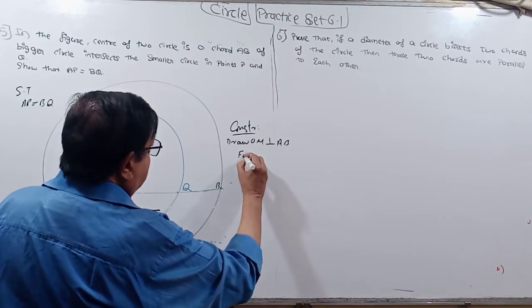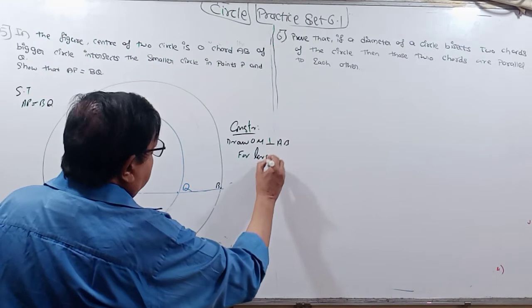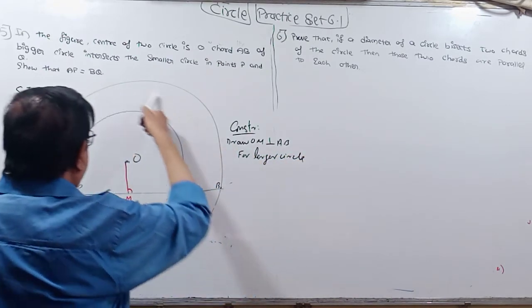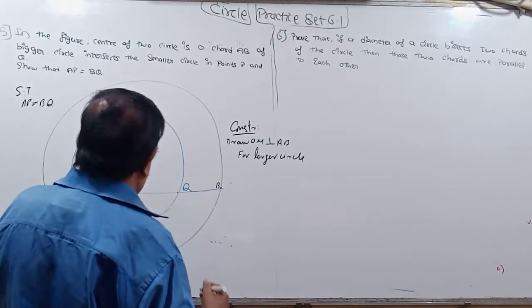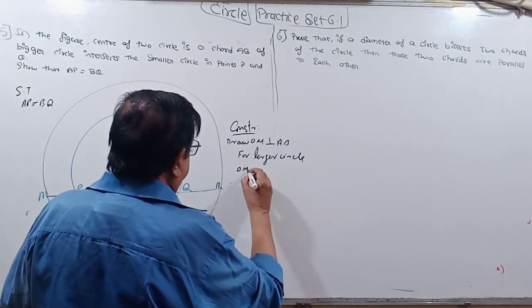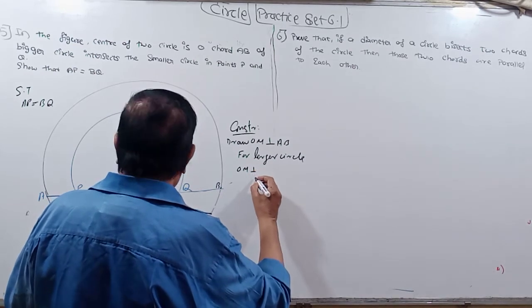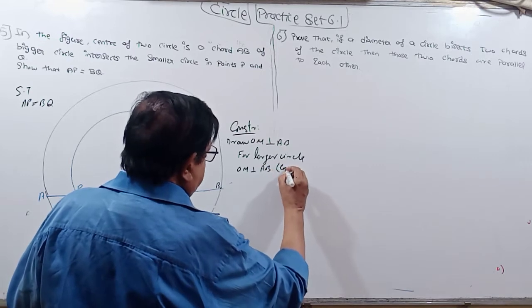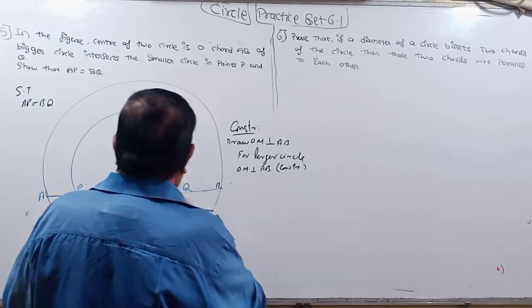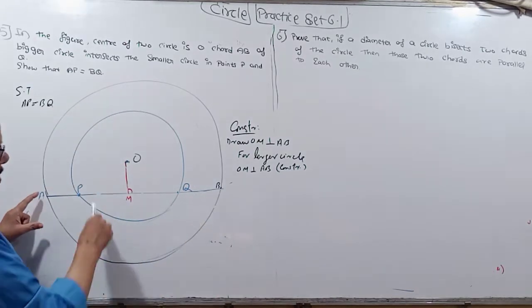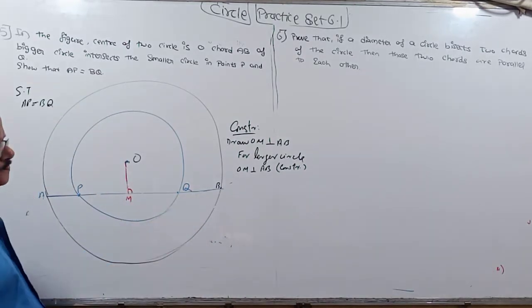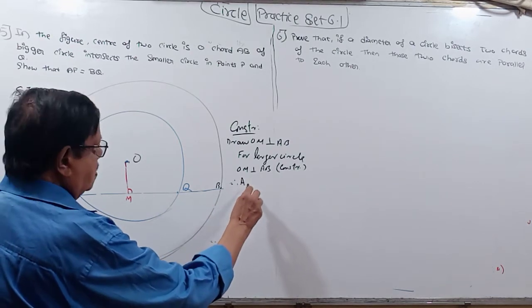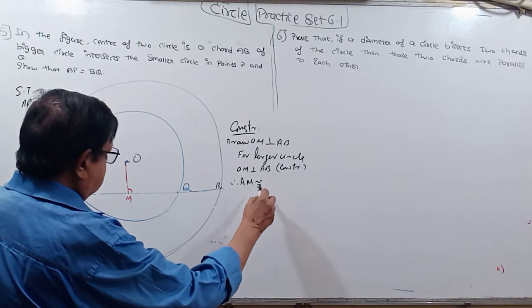For the larger circle, OM perpendicular to AB. Construction. We have constructed OM perpendicular to AB. OM is perpendicular to AB. Therefore, AM congruent to MB.